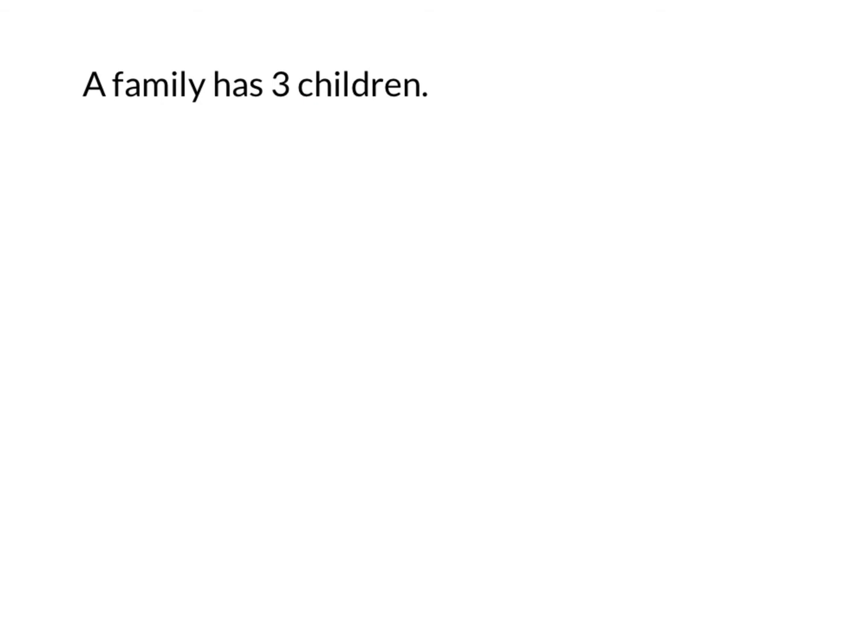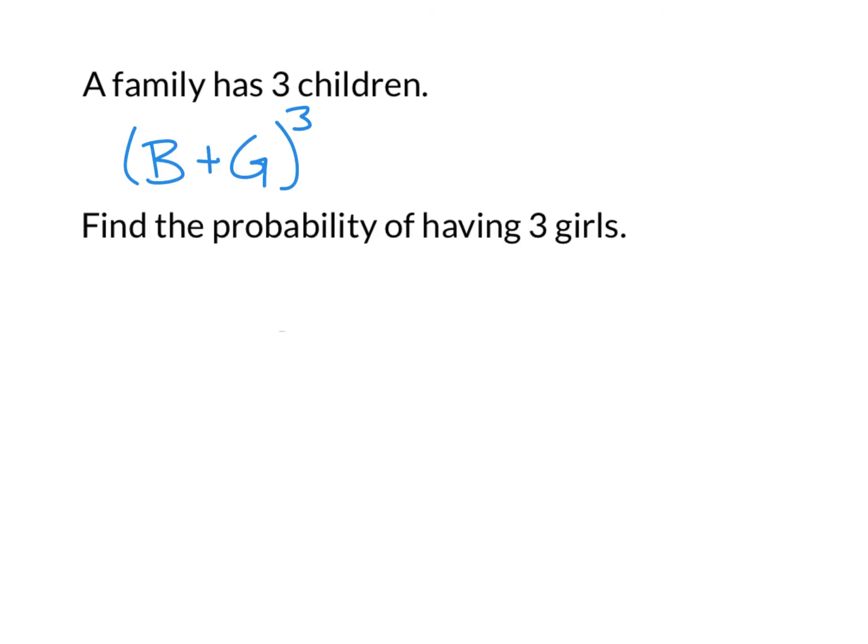So if we're looking at a situation where a family has 3 children, with each child there's two possible outcomes, that child is either going to be a boy or a girl. So we can set up a binomial as boys and girls. And since they're having 3 children, that would be to the third power. Now we can use the binomial theorem to help us find the probabilities of having exactly 3 girls. We do that by expanding b plus g to the third.